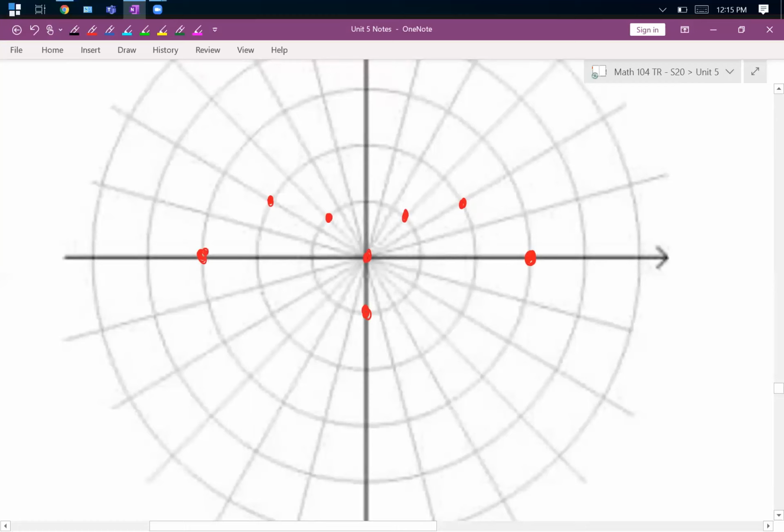Questions on plotting the points? I know I went kind of fast, but you guys seemed like you were good at plotting the points before, so I just rolled through. Anybody have any questions or need me to pause for a minute?